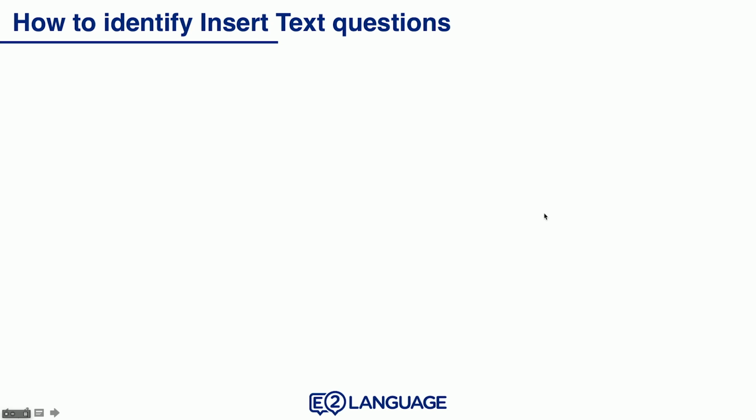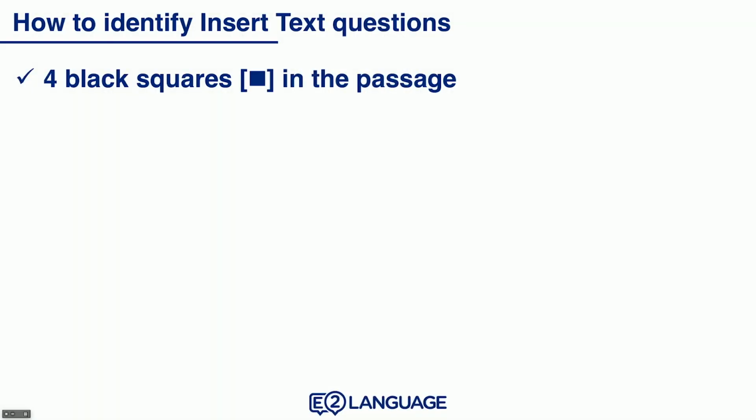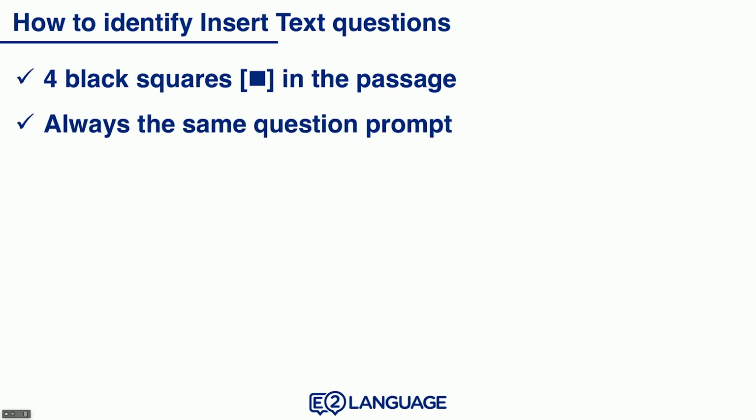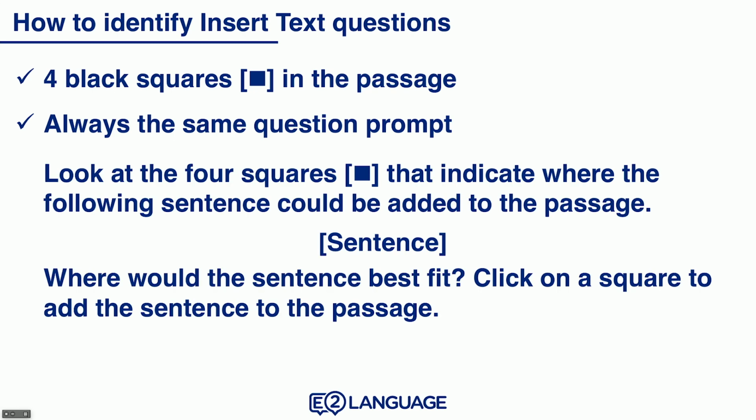How do you identify this type of question? This one's pretty straightforward because it's unlike any of the other questions in the reading section. You'll have 4 black squares in the passage. It's always the same question prompt. It says, look at the 4 squares that indicate where the following sentence could be added to the passage. Then you'll see the sentence that needs to be added to the paragraph. And the question says, where would the sentence best fit? Click on a square to add the sentence to the passage, and indeed you can click on those black squares in the passage to move the sentence in to see if it fits there.